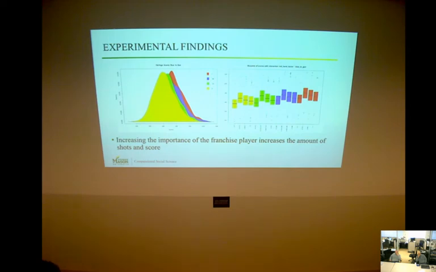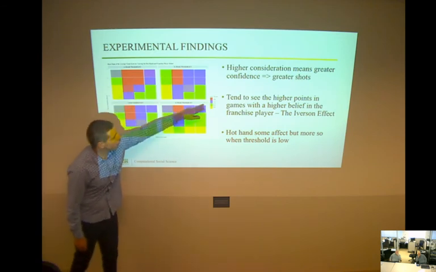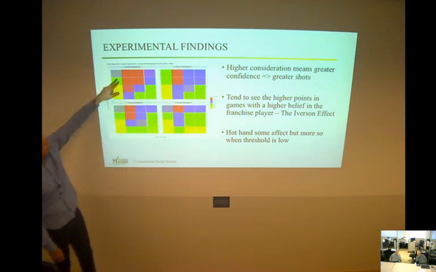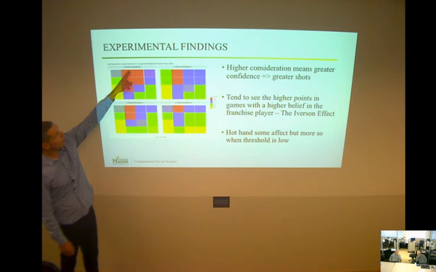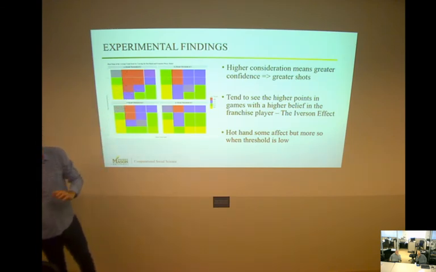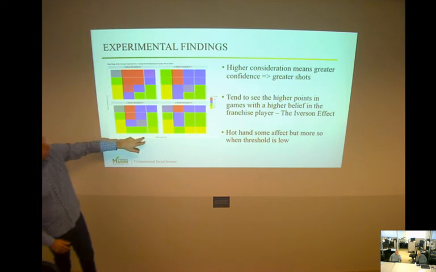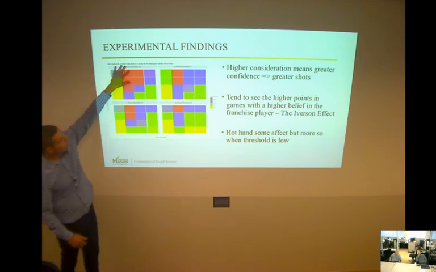To ascertain the effect of the size of the streak, the belief in the streak and the belief in the franchise player, I produced these charts. The red is the highest, which tells you that if you've got a small streak threshold, so you consider two a streak, and a relatively modest belief in the hot hand, like 0.33 or 0.66, and then a high belief in the franchise player, that is what's going to produce your best result.